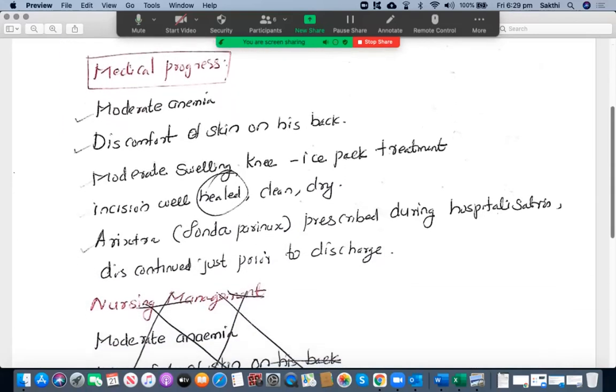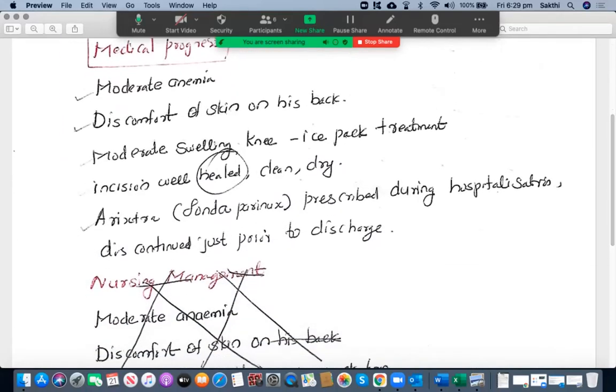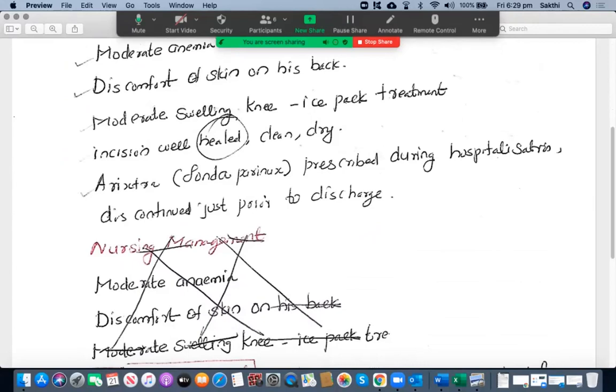Medical progress, moderate anemia. That's not needed. Discomfort of skin on his back. Isn't it relevant? Oh, moderate swelling, I think yeah. This one, no, I think this one may not be. Skin issues, no, it's not the one. Moderate swelling, knee ice pack treatment. That's done. Incision well healed. Okay, clean, dry. That's good.